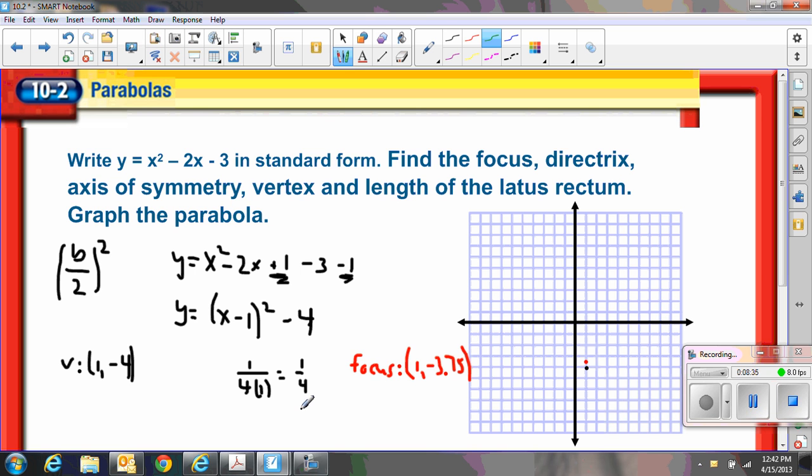The directrix is 1 over 4a less than your vertex. So the directrix becomes y equals, and I'll take my negative 4 and subtract a quarter. So that means negative 4.25. And I'll draw my directrix. Now notice how my directrix is being drawn. The directrix is drawn with a dotted line because it's not actually part of the graph.